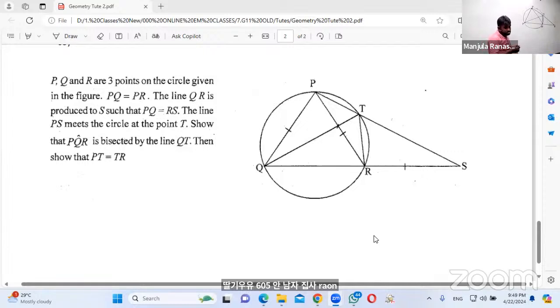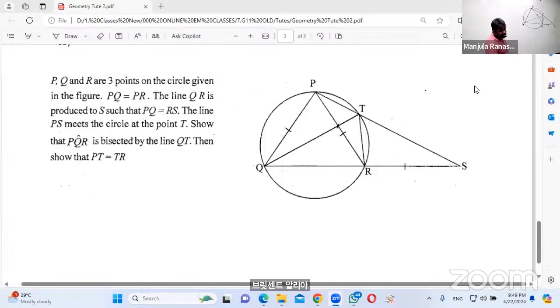Read the question. Three points on the circle in the figure. PQ equals PR. That is fine. And the line QR is produced to S such that PQ equals RS. So that is also equal to RS. The line PS meets the circle at the point T. Show that angle PQR is bisected by the line QT.